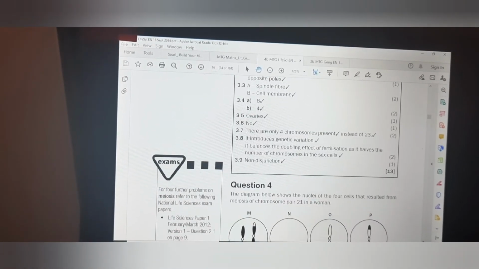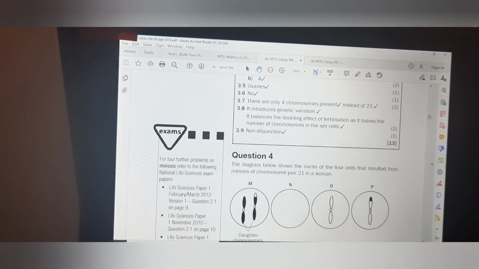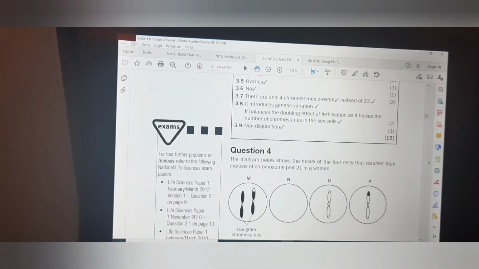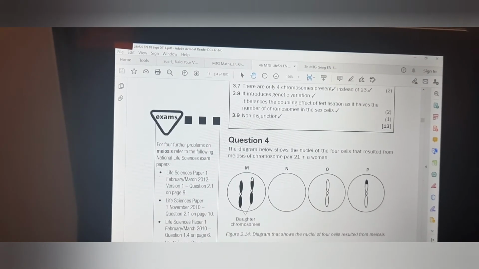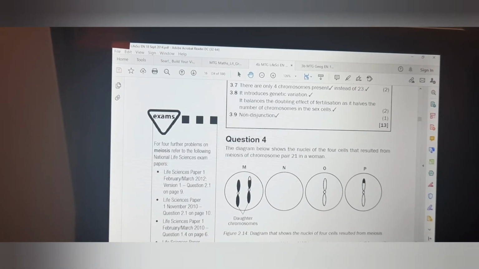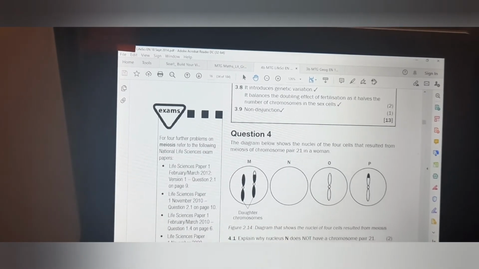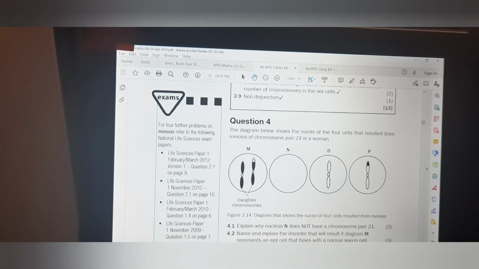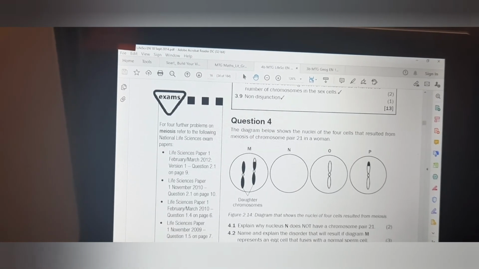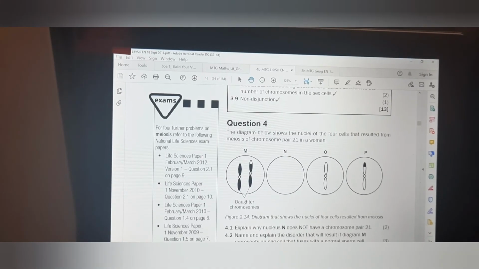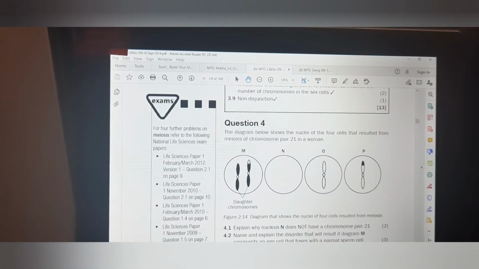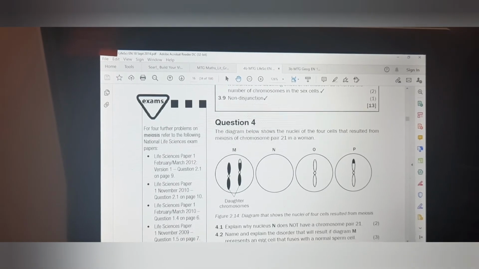So now, if you want to practice more, you can go to Life Sciences paper 1, February and March 2012. And then you can also go to Life Sciences paper 1, November 2010. And then you can also go to Life Sciences paper 1, February and March 2010. And also Life Sciences paper 1, November 2009. They'll give you more examples.